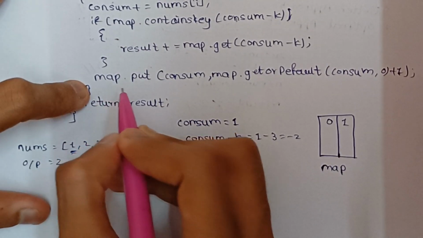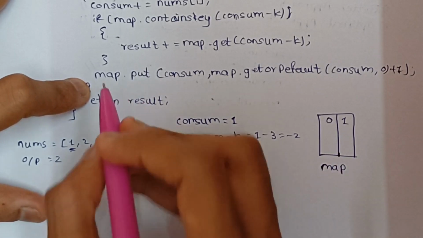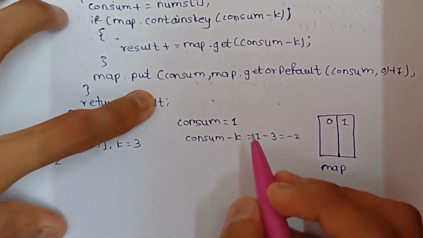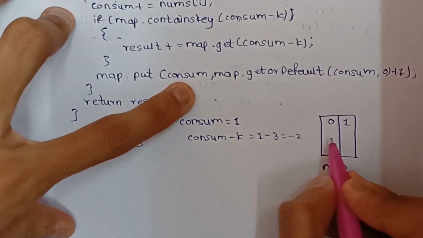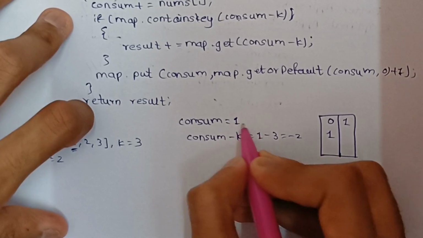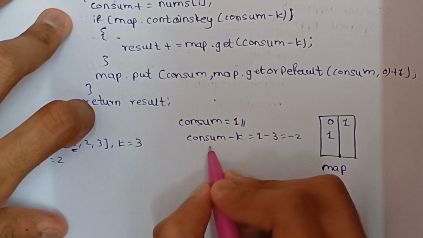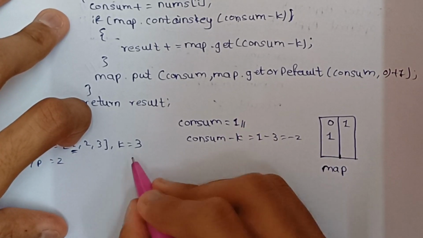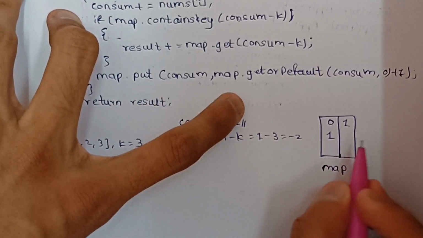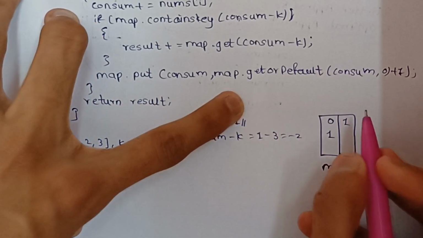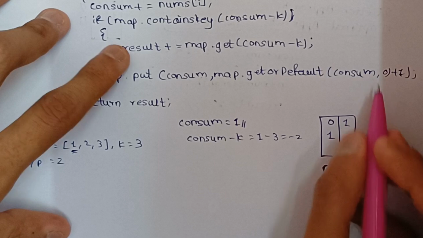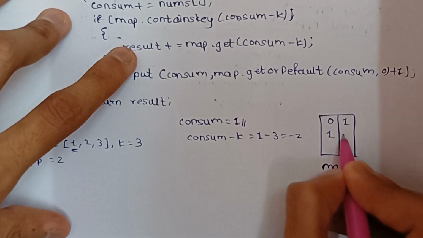So it will be put into the map. In the map we have to put the consecutive sum, which is 1. We have to put the consecutive sum, not the difference between the consecutive sum and the given k. How many times does it occur? Only one time. One occurs one time.